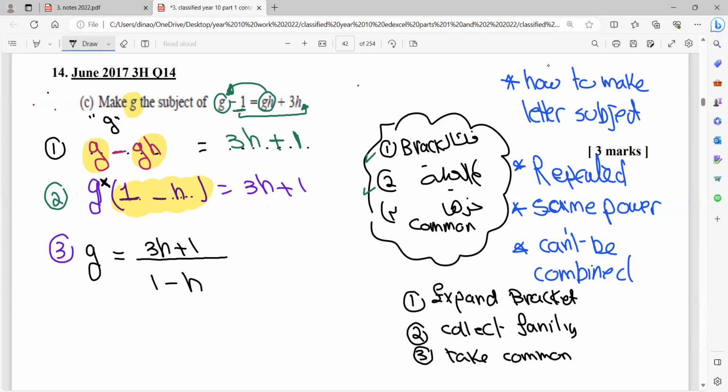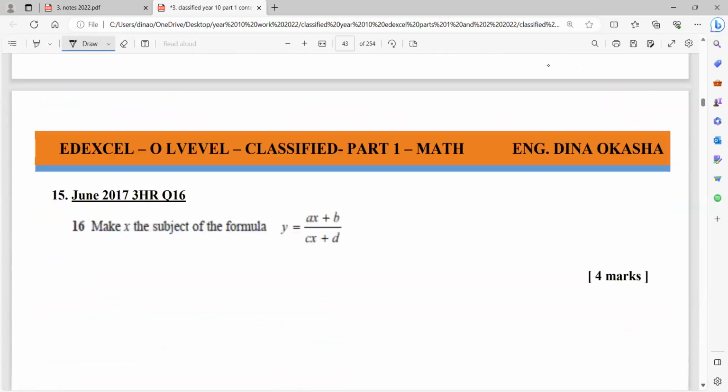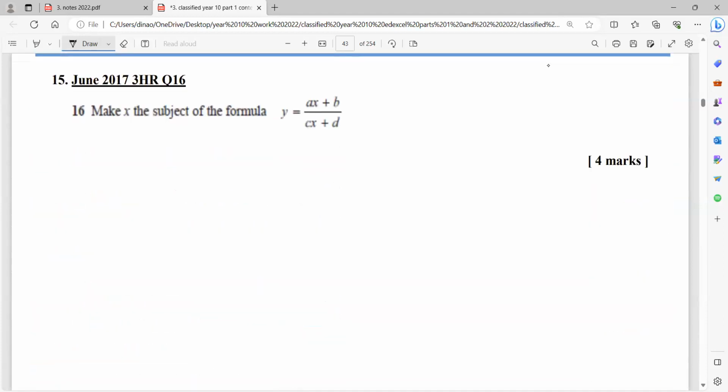Of course, I wanted to start with a simple example that doesn't have the expanding bracket part, and then we're going to move on with the examples. So we'll see more examples. Okay, now moving on to more examples related to the subject of the formula. Let's check this example over here. This is in the same classified, page number 43.